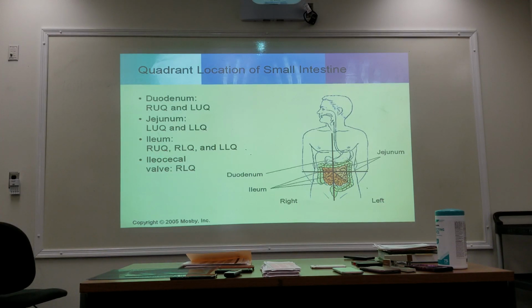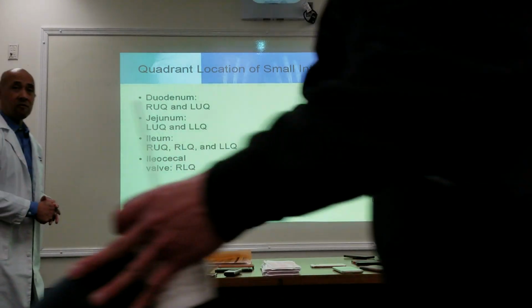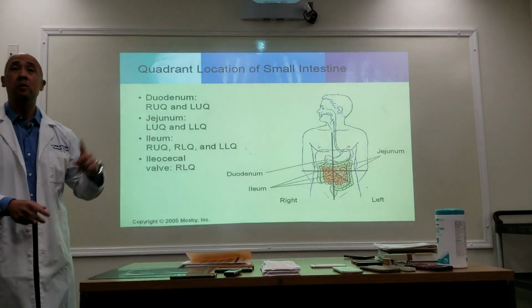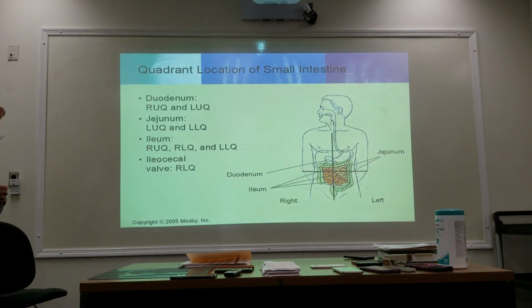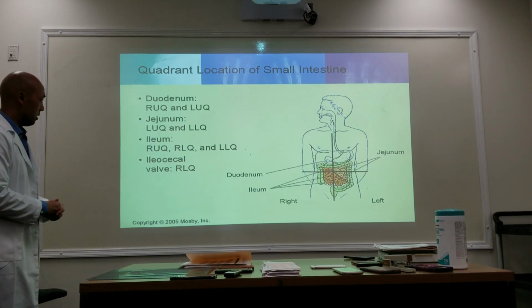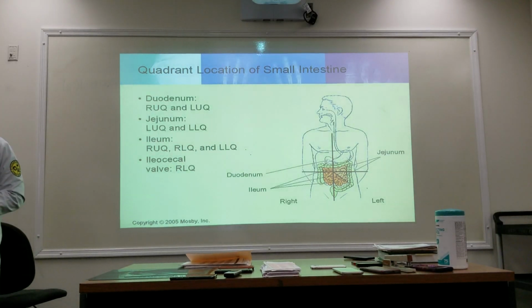Are you guys familiar with the term ileocecal? Wow. Okay, so that is referring to the union between the small bowel and the large bowel, the cecum of the large bowel. So ileocecal region or the valve is located at the right lower quadrant. Okay, any questions so far?